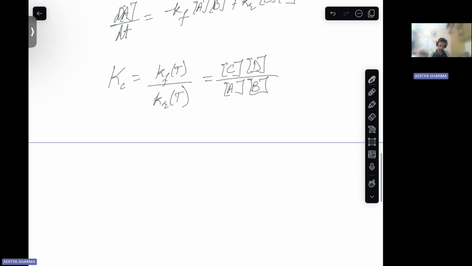But I had previously mentioned that using the partial pressures also it can be defined. So let's see how we can define the equilibrium constant using partial pressures. Okay. So this is your PD.